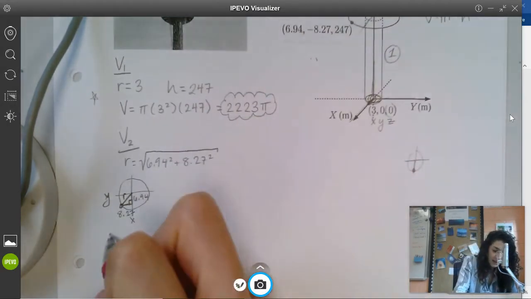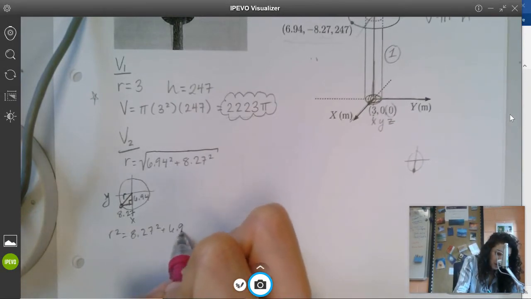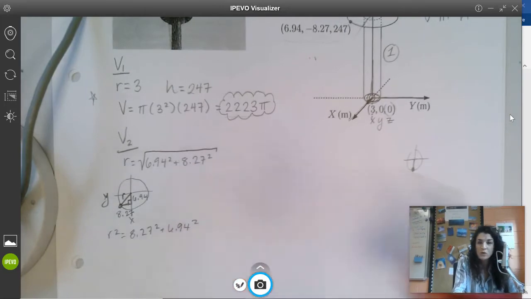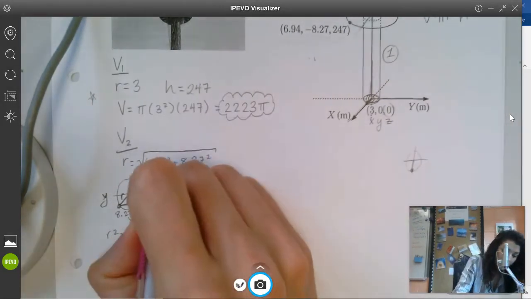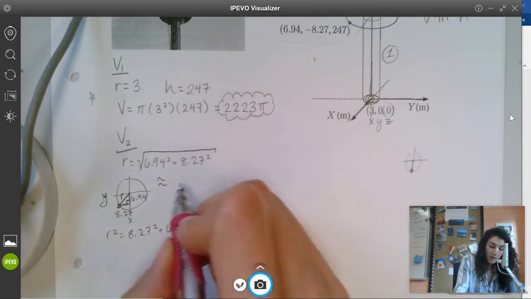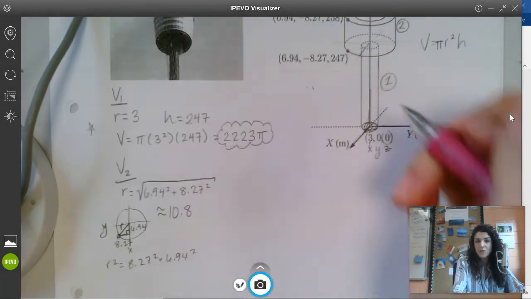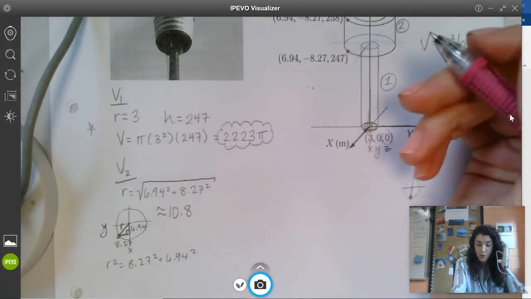Because this guy would be equal. So I just took the square root already. That gets me an approximate value of 10.8 for my radius. So for this guy, I have a radius of about 10.8.